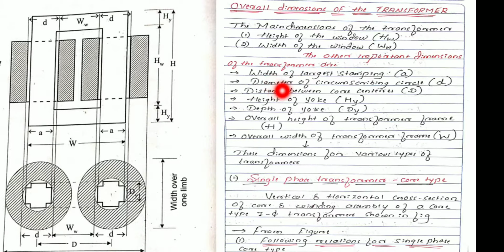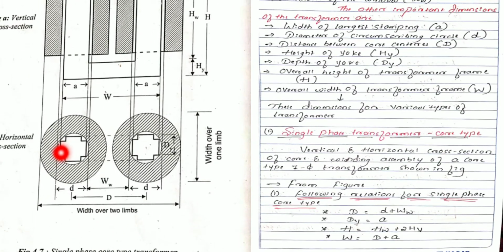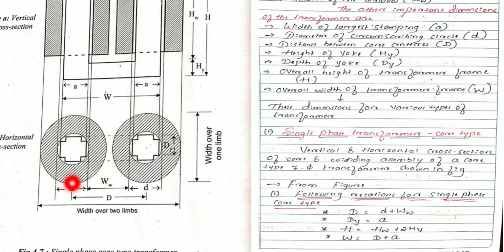Next, another dimension, the diameter of the circumscribing circle, is represented by small d, as shown in the diagram. One more, capital D, is there. Don't get confused with these two terminologies. Small d is the diameter of the circumscribing circle, and capital D is the distance between the two adjacent limbs, also called the distance between the two core centers. Capital D represents the distance between the two adjacent limbs.